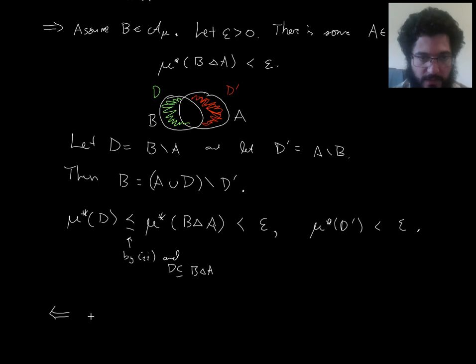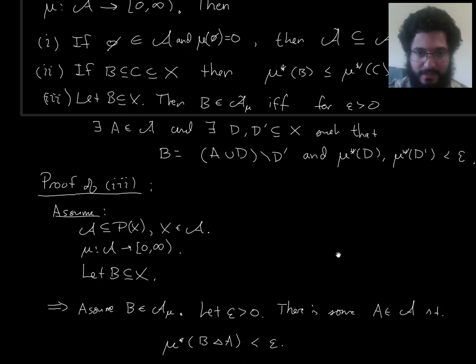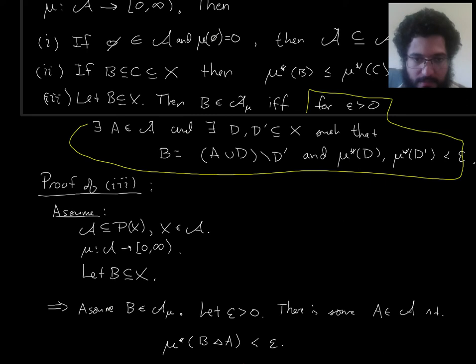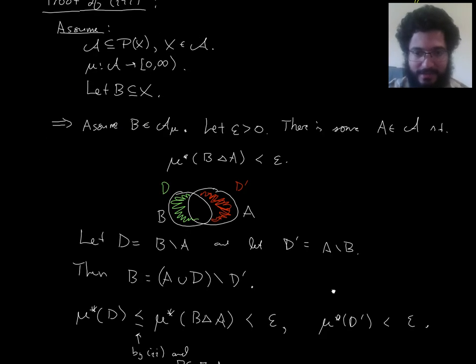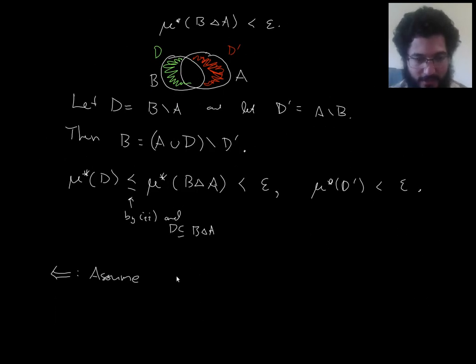Now for the other direction. So assume, let's give that condition a name. So let's call this condition, let's call it lightning bolt. I just chose that because I happen to choose yellow, so it fits. So assume lightning bolt. So this is a property of B that we're assuming.